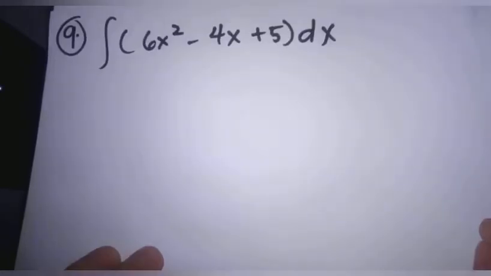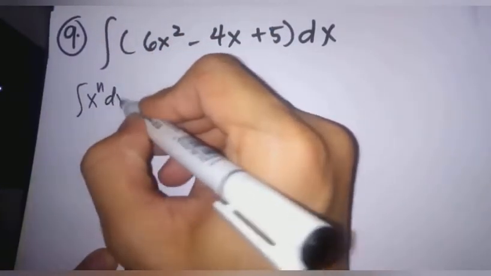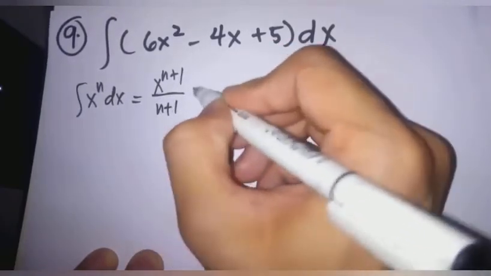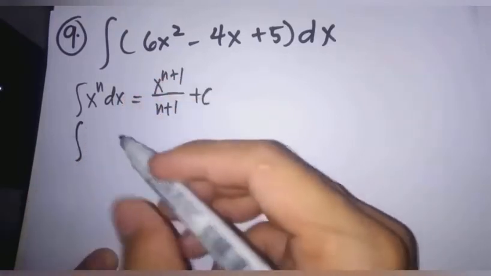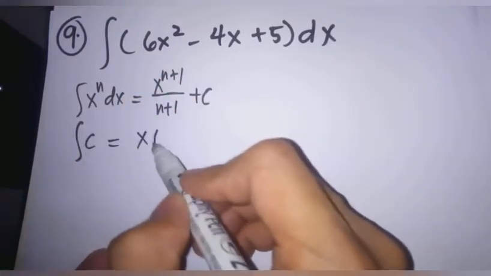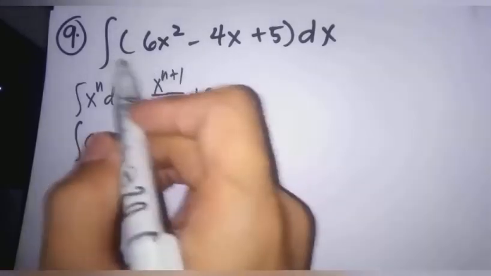Number 9, the indefinite integral of 6x squared minus 4x plus 5 dx. So, guidelines again. So, integral of x raised to n dx is equals to x raised to n plus 1 all over n plus 1 plus c. Kapag naman na constant siya, halimbawa, integrate ng constant ay magiging x plus c. Yan yung ating constant. Ibig sabihin number, whole number lang, walang kasamang variable. So, let us integrate this problem.